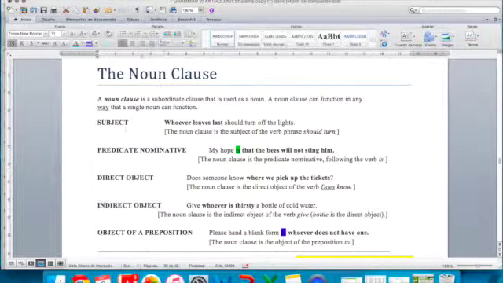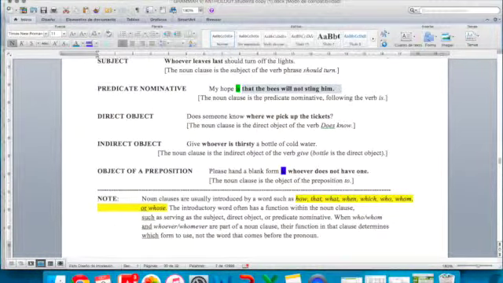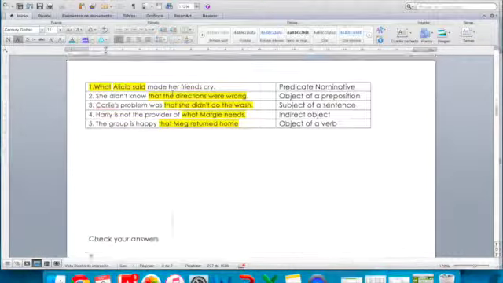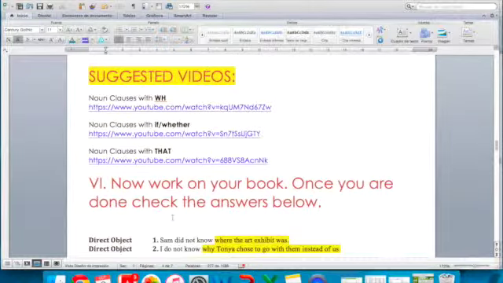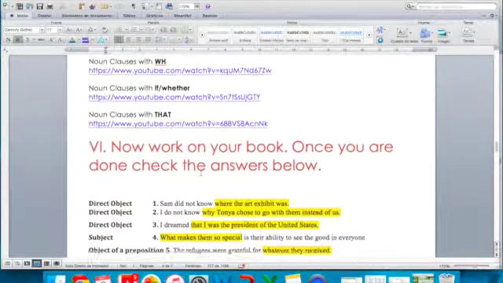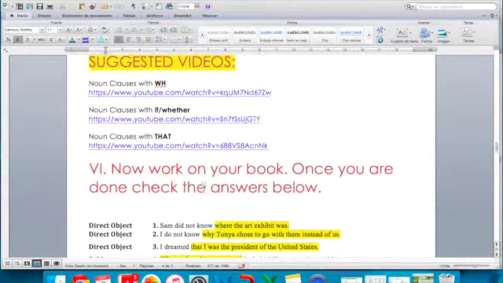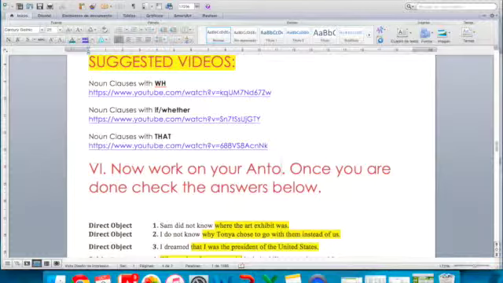Okay. So I would recommend to first identify the subject, then the direct object. And once you identify those two, you can identify the indirect object. The object of a preposition is really easy because it goes after a preposition, and the predicate nominative is the noun clause that goes after verb to be. On the practice, I also suggest some websites that you can visit. And here, suggested videos. And then you have the answer keys in your book or your anthology.